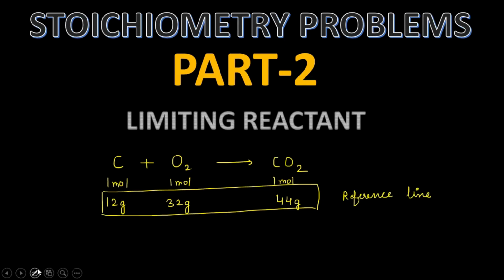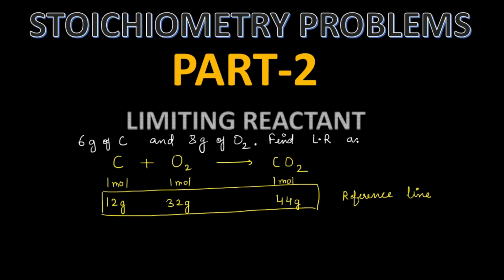Now, in a limiting reactant question, they're going to ask that if we have 6 grams of carbon and let's assume we have 8 grams of oxygen, you have to first find which one is the limiting reactant and which one is the excess reactant. So let's first find which one is the limiting reactant and which one is an excess reactant.